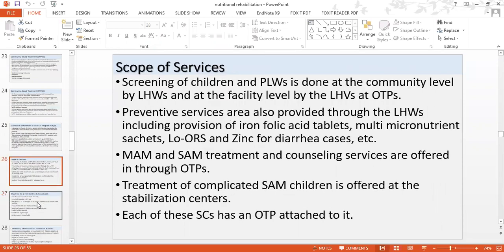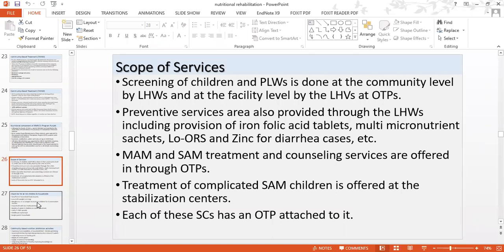The scope of these services is the screening of children and pregnant and lactating women at the community level by the LHWs and at the facility level by LHVs and OTVs. Preventive services are also provided through LHWs, including the provision of iron folic acid tablets, multi-micronutrient sachets, low osmolarity ORS, and zinc for diarrhea cases.